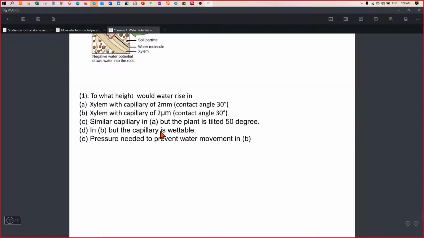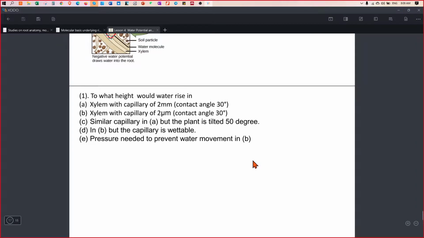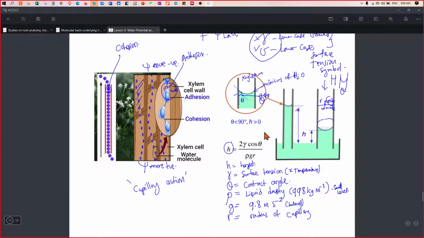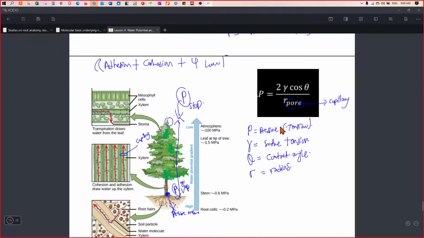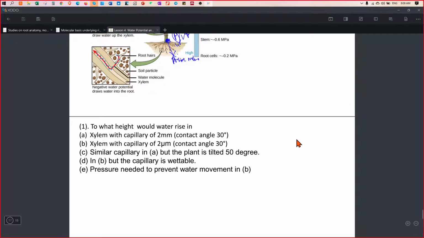I'll give you until 8:20. Let's see how this is calculated. In the meantime, if you've got any question, you can ask me. 1, 2, 3, 4, 5. So that's 5 questions. To what height would water rise in xylem with capillary meter? All of this you just learned. You just need to plug in this formula over here. So try to do that, and let's see what happens.